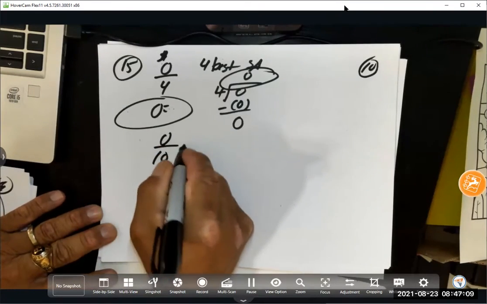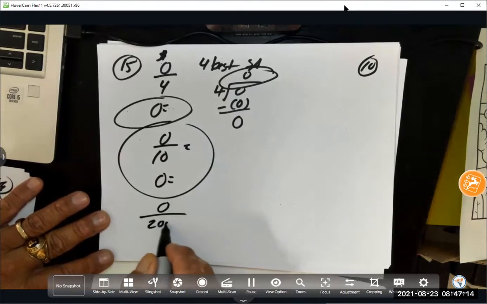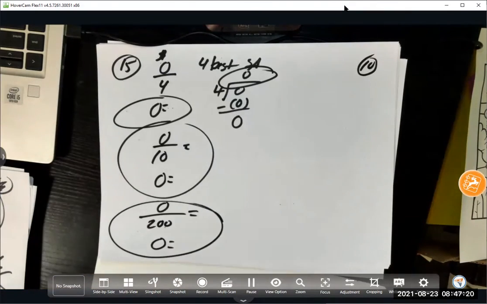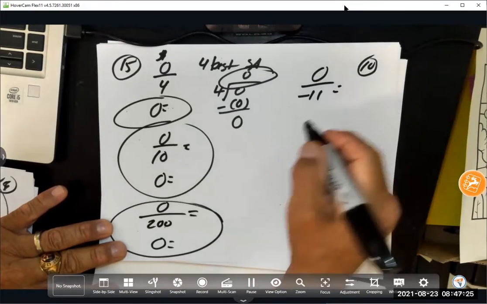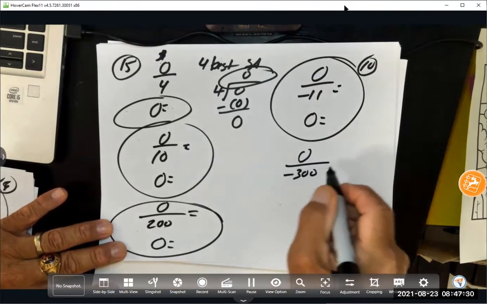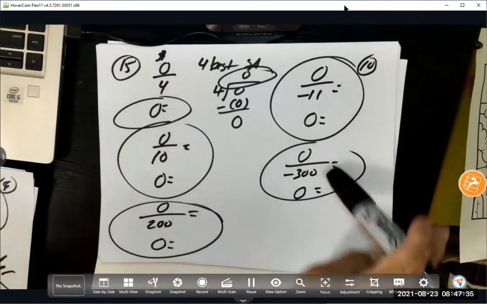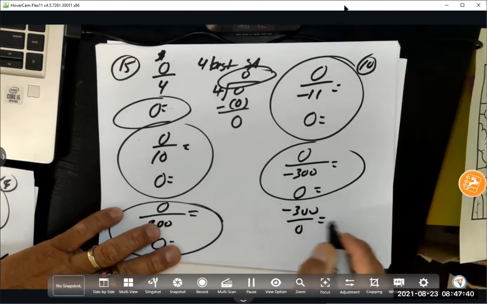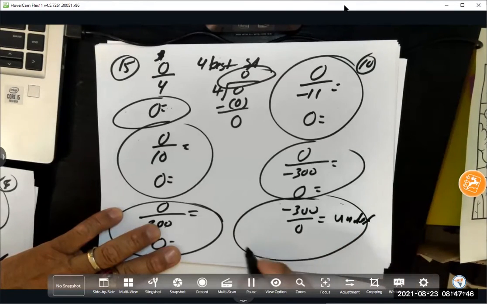0 over your 10 best friends, you're still going to write what? 0. Or 0 over your 200 best friends from Facebook or something, you're still going to write what? 0. Okay, so 0's on top, and that's fine. 0 over negative 11, you're still going to write 0 for the answer. 0 over negative 300, it doesn't matter. You're still going to write what? 0 for the answer. So 0's on top, it's just 0. If it's the other way, negative 300 over 0, this right here, 0's under, you're going to write undefined.